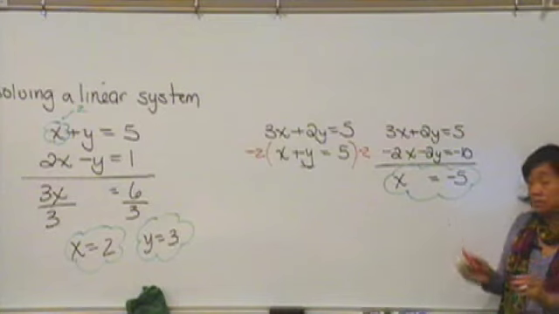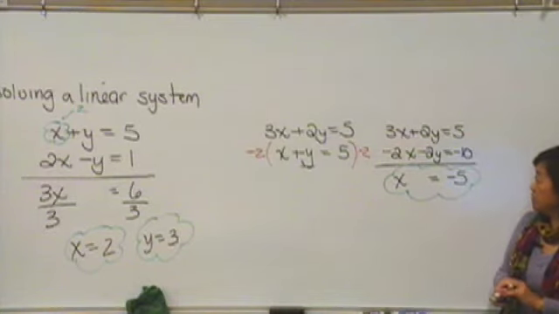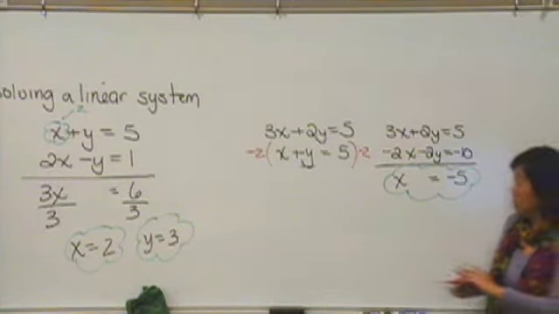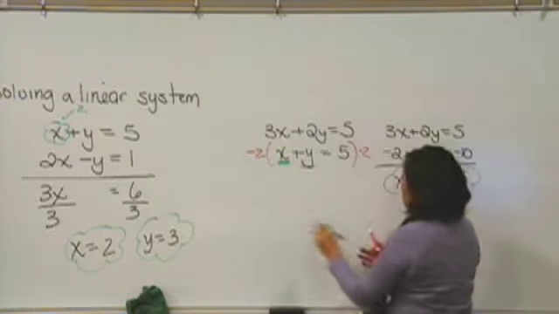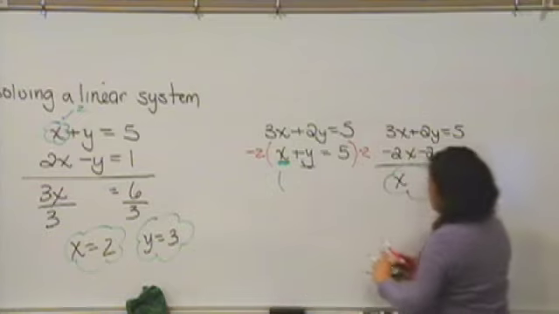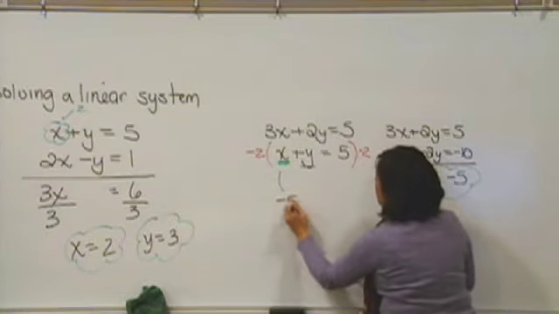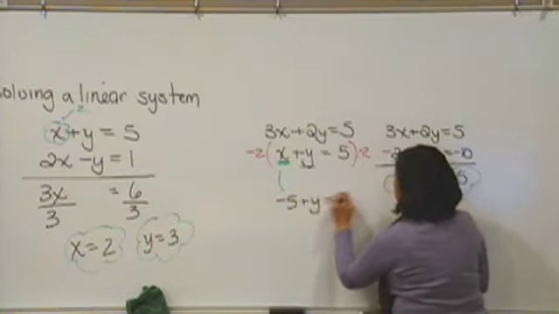Any of them will do. I'm going to plug in a negative 5 for x, and I'm going to find out what y is. This one here, to me, looks like a nice, easy equation. So I'm going to put a negative 5 there for x. That tells me negative 5 plus y is equal to 5.